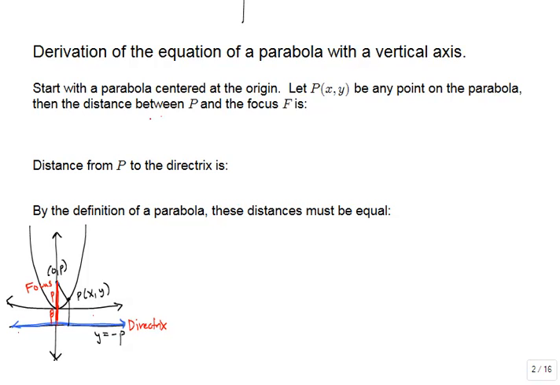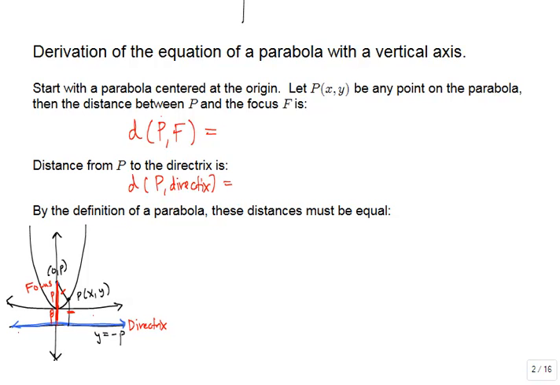We said that the distance between our point P and our focus, so this distance right here, has to equal the distance from the point P down to the directrix, which is this distance right here. So we want these two distances to be equal. So let's figure out what each of these are, and then we're going to set them equal to each other and solve.